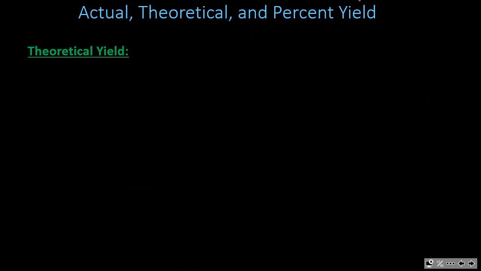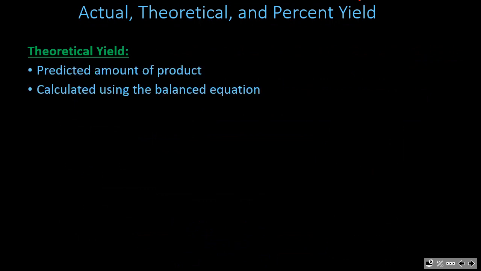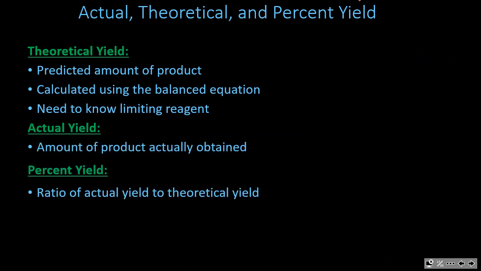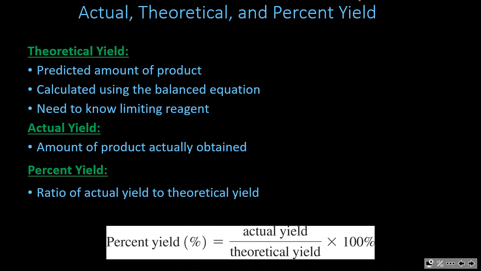Your theoretical yield is what we just calculated, right? That moles of iron oxide. It's the predicted amount from the equation. The actual yield, we'll talk about that later.